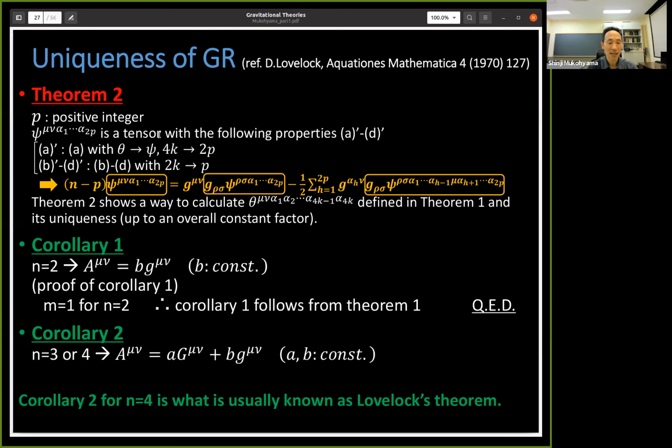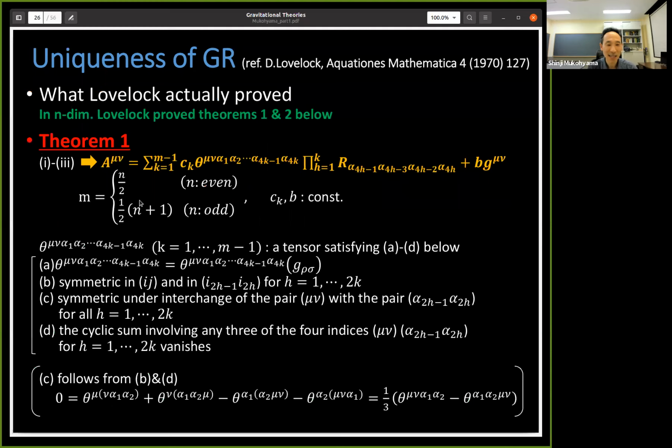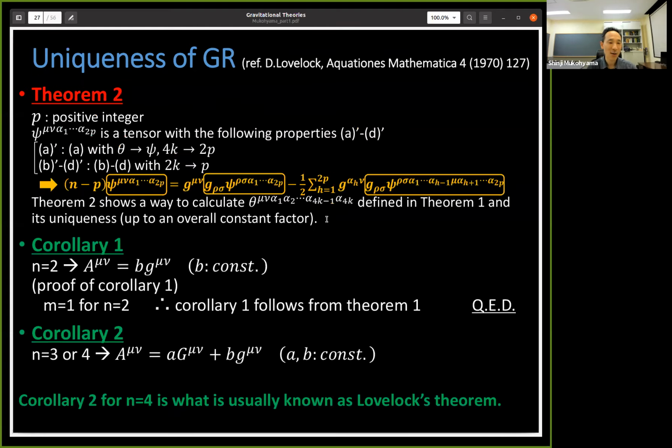Then the first corollary: I want to consider n equals 2, where n is the number of dimensions. In 2 dimensions, A mu is proportional to the metric. We don't have curvature. This is trivial, because if we set n equal to 2, then m is 1, so m minus 1 is 0, and this term does not give us anything. We just have this. So as a trivial corollary, in 2 dimensions, A mu nu is just proportional to the metric.